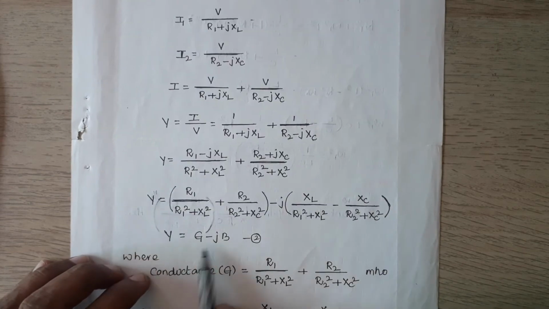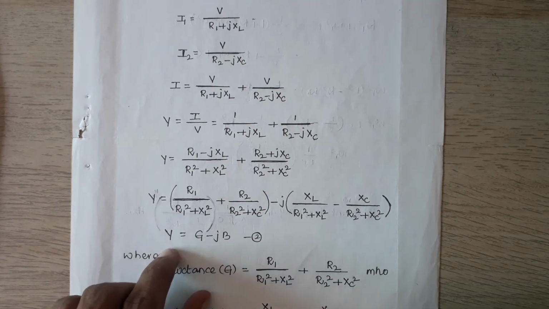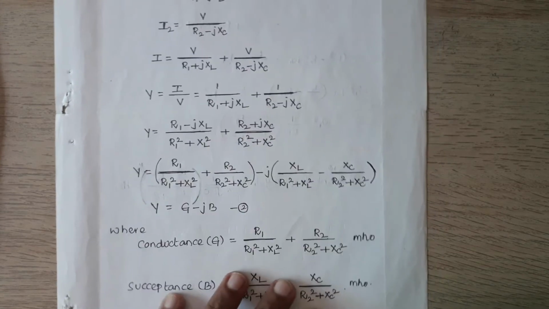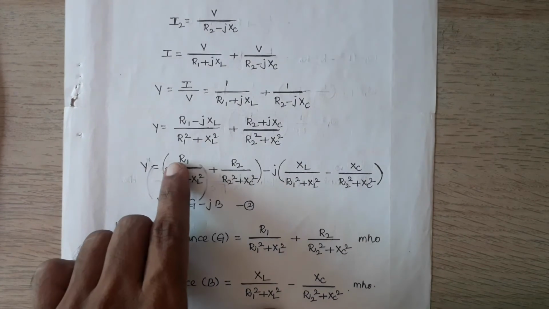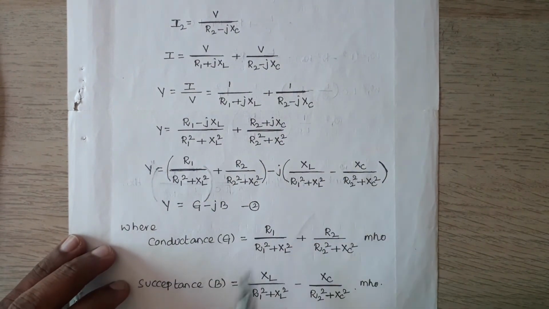So it is in the form of Y = G - jB. In the parallel circuit, we have to get this admittance, into this form Y = G - jB. Here G is called the conductance. So this is the conductance part, and this is the susceptance part, -jB.